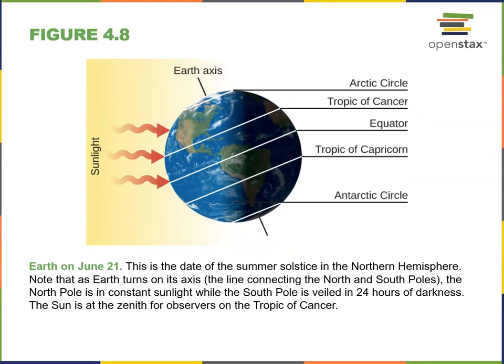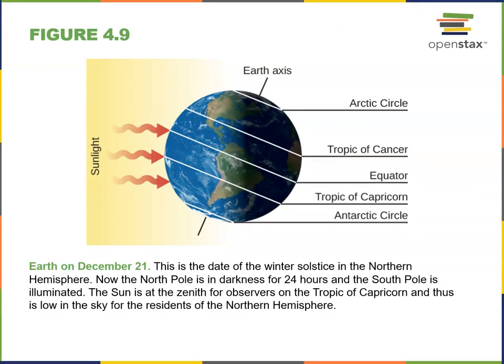On June 21st, we see that the northern hemisphere begins its summer season. The North Pole is constantly in sunlight, and the South Pole is constantly in darkness. On December 21st, the Southern Hemisphere begins its summer, so the North Pole is constantly in darkness, and the South Pole is constantly in light. This is due to Earth's tilt.